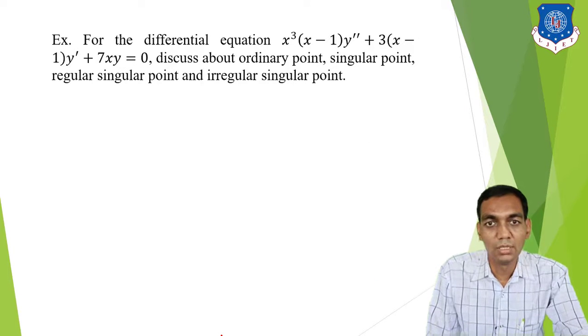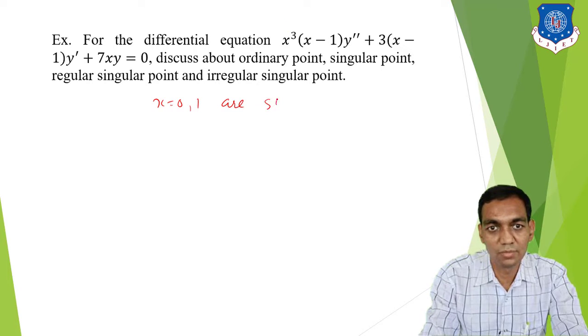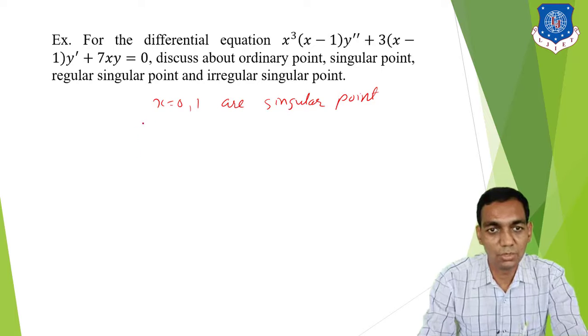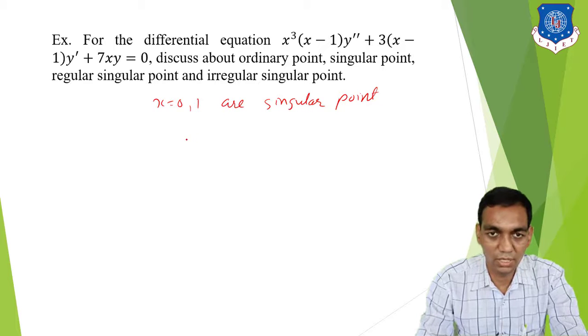Okay. In the same manner you have to do this example. Here you have two points, x is equal to 0 and 1, which are singular points, and for both of them you have to check whether x equal to 0 is a regular singular point or irregular singular point. In the same manner, x is equal to 1 is a regular singular point or irregular singular point.